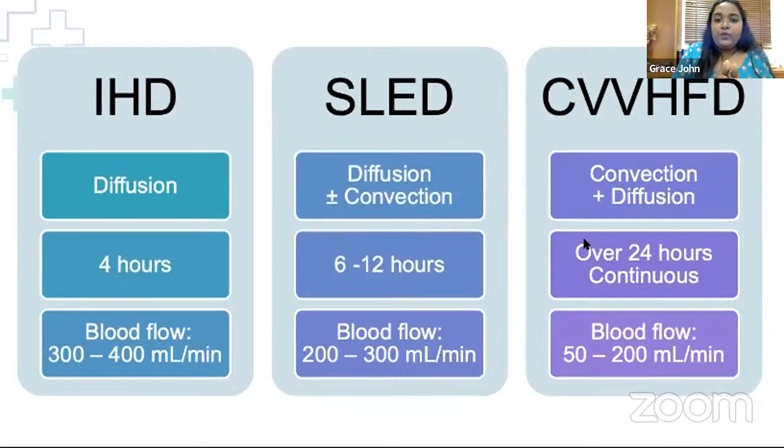Now, when do we usually use these technologies, IHD versus SLED versus CVVHD, and what are the principles behind them? As you can see, in intermittent hemodialysis, it's only diffusion, and it's usually done for 3 to 4 hours. Like our CKD patients on maintenance dialysis, that is what IHD stands for. So it follows the principle of diffusion, and it is for 4 hours.